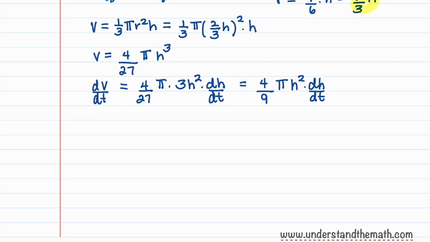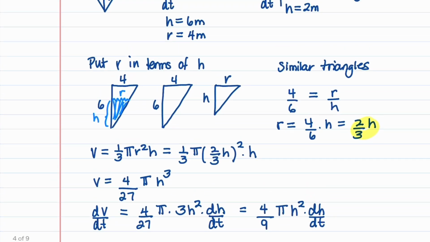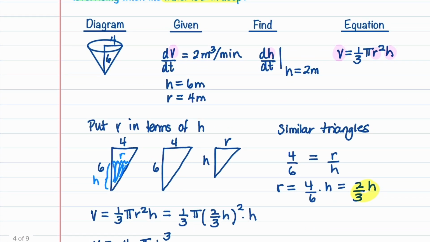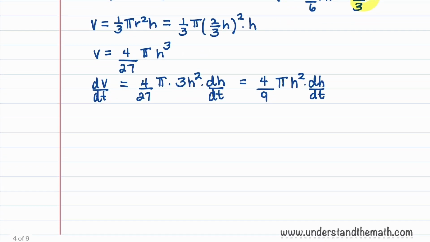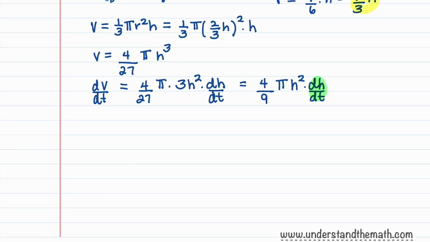Now let's think about what we want to find. Let's go back up here. We want to find dh/dt. So I am going to go ahead and highlight dh/dt. That's what we want to solve for. So we can say that dh/dt is going to be 9 times dV/dt, all divided by 4π h squared.